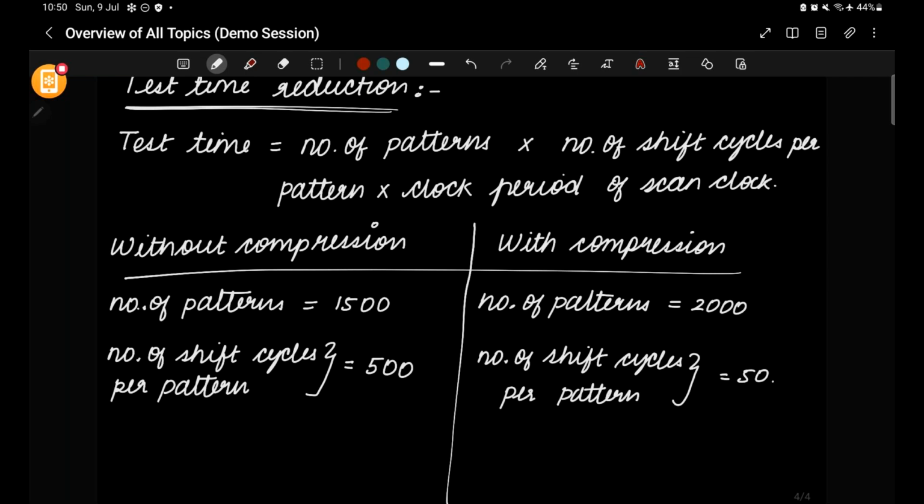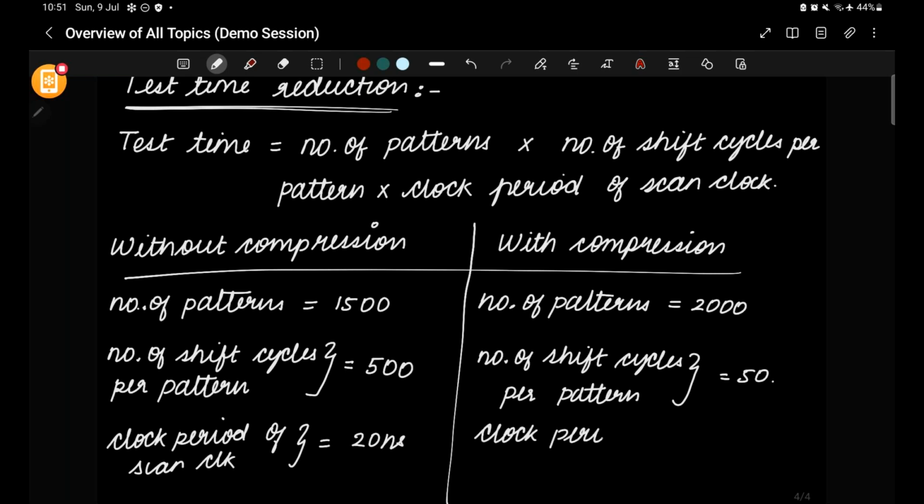Why this is so, I will tell you logically when we are covering the EDT class. While we are covering the EDT class, I'll tell you logically why the number of shift cycles per pattern will reduce when we go for compression. And then the clock period of scan clock. I will keep it as 20 nanoseconds here, and here also the clock period of scan clock is going to be the same.